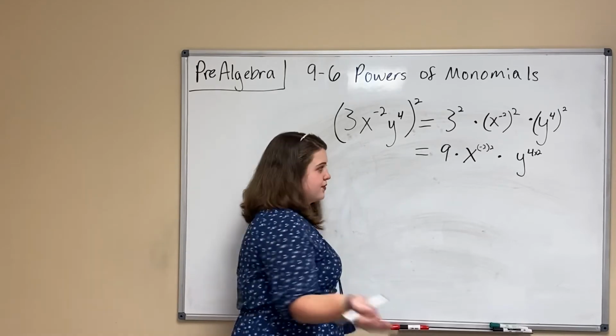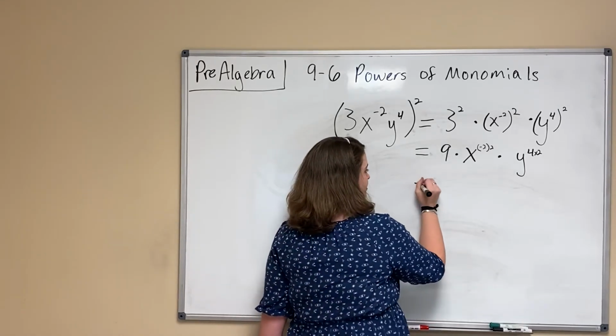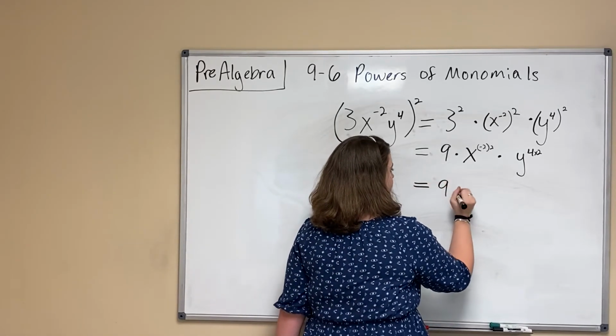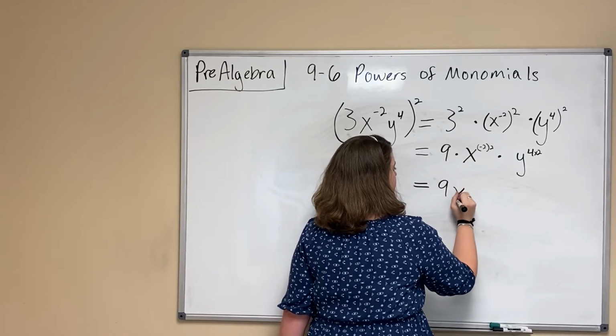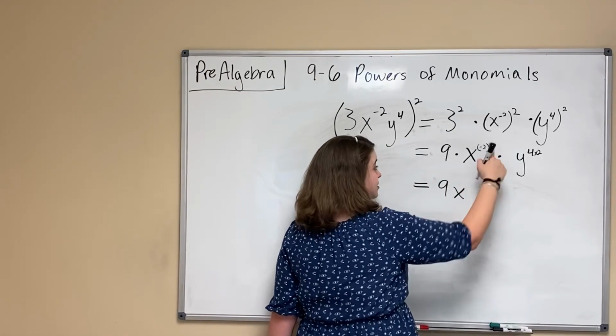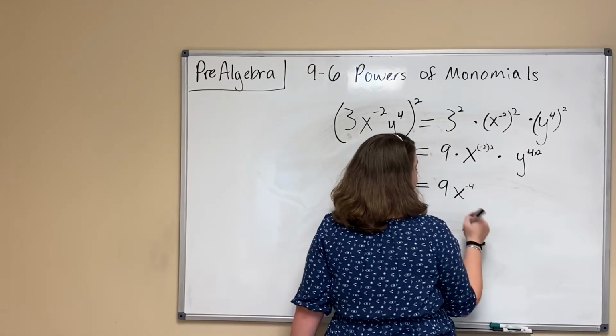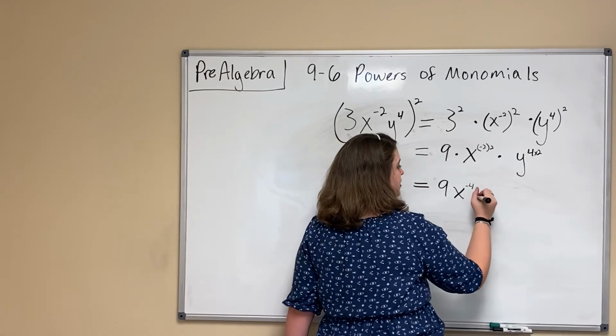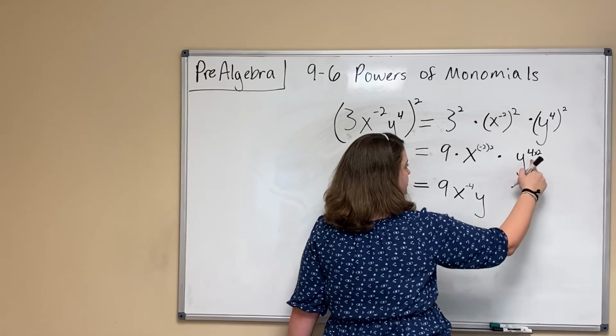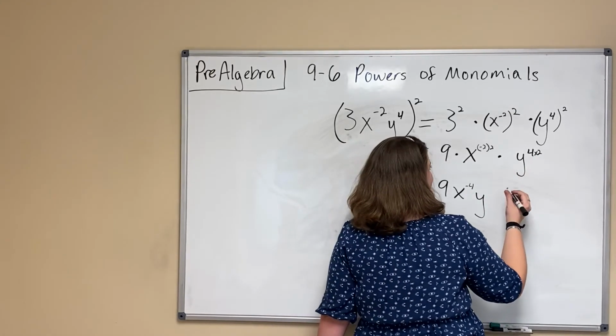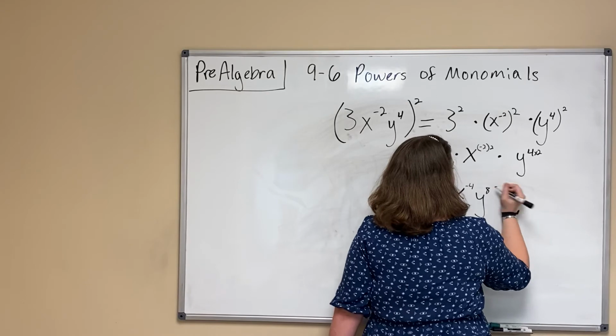Okay, now all that's left is to put everything together. Put it back together again. I get 9 x raised to the negative 2 times 2. So that's going to be negative 4, right? x to the negative 4th. y to the 4 times 2, which is 8. y to the 8th.